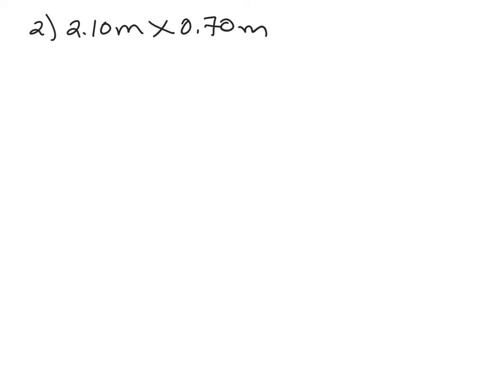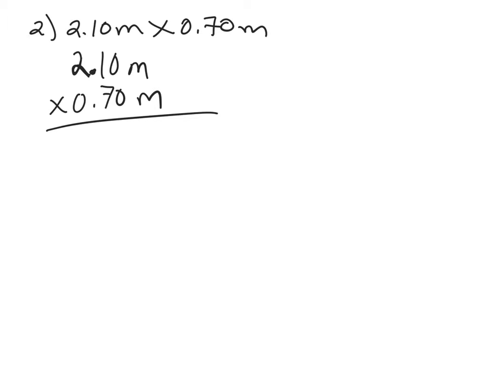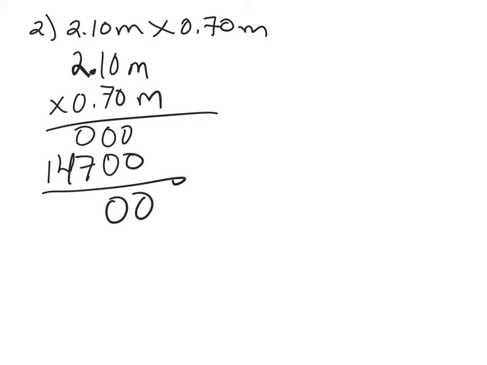Problem 2 here is 2.10 times 0.70 meters. So again, I'm going to write this up and down. And so you have 2.10 meters times 0.70 meters. And I'm not going to write the meters to the side, but 0 times 0 is 0, 1 times 0 is 0, 2 times 0 is 0, bring down a 0, 0 times 7 is 0, 1 times 7 is 7, 2 times 7 is 14. Add everything up, 0, 0, 7, 4, 1.